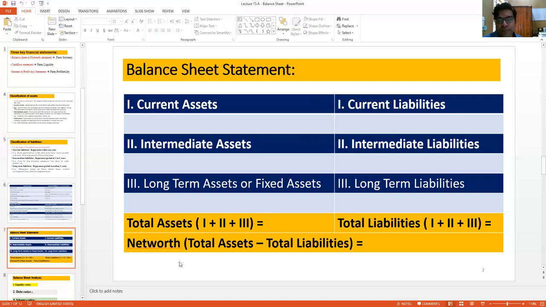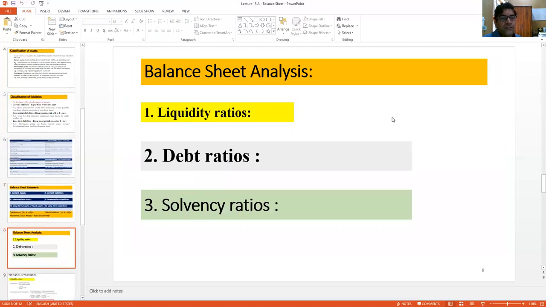Analysis is very important in a balance sheet. Let us do analysis, using simple forms of test ratios. We have three types of important ratios: liquidity ratio, debt ratio, and solvency ratio. If you want to analyze a balance sheet, why is it important? Because you should be in a position to understand whether the farmer is able to repay a long-term loan or not, and whether this farmer's position is financially sound or not. To understand all these things, we have these three common ratios: liquidity ratio, debt ratio, solvency ratio.